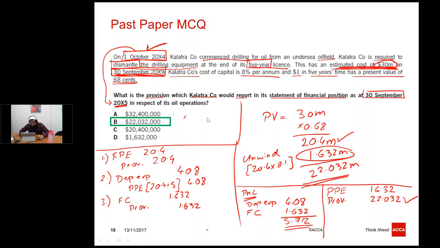Umnia is asking that, if they don't specify which provision? No, Umnia, the question has already specified the provision. The provision which would be reported in the balance sheet at the year end. The question has completely informed the value which is required.